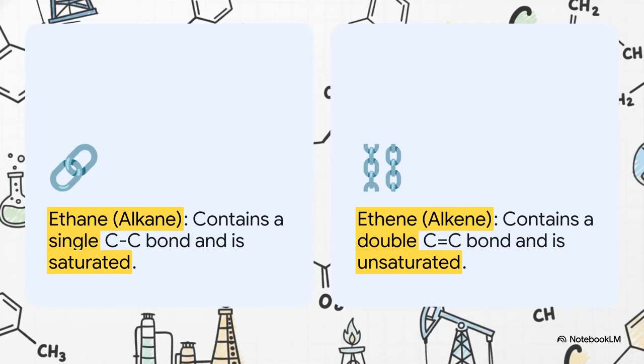Let's tackle structure and bonding first. The number one difference, the thing the mark scheme is screaming for, is this. Ethane has a single carbon-to-carbon bond. That makes it saturated. Ethene, on the other hand, has a double carbon-to-carbon bond, and that makes it unsaturated. That's the core distinction right there.